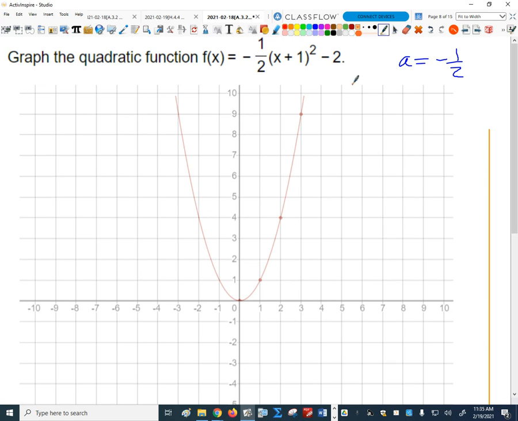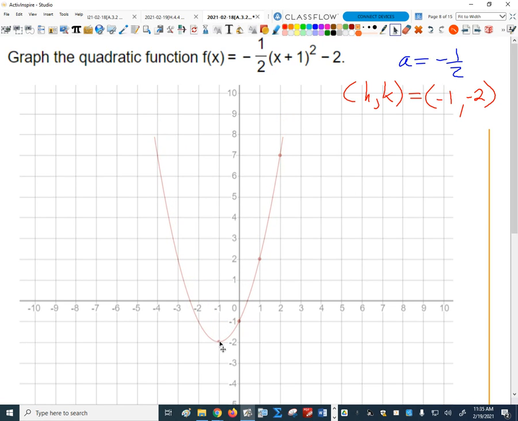Okay, so what are the values of H and K? Type that in chat. Okay, good. -1, -2. So that represents the coordinates of the vertex, right? -1, -2. All right, so we can drag the vertex to that location. -1, -2. There it is. Okay. All right, now what?